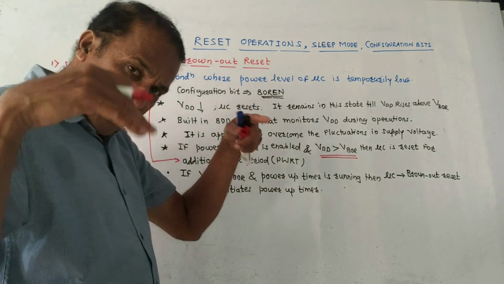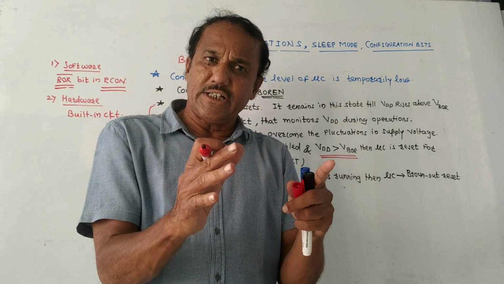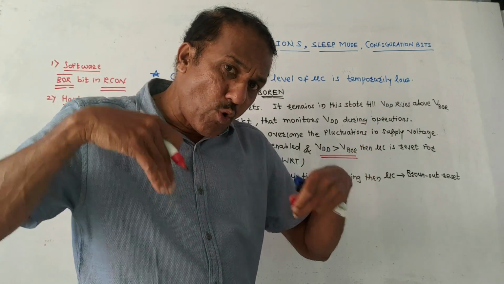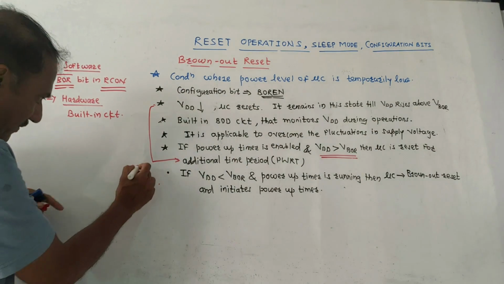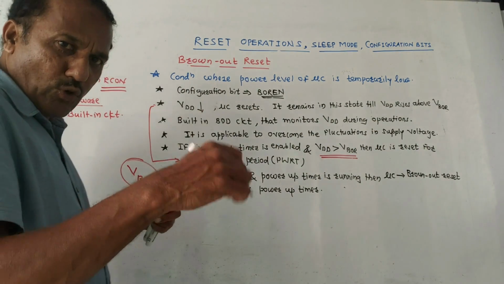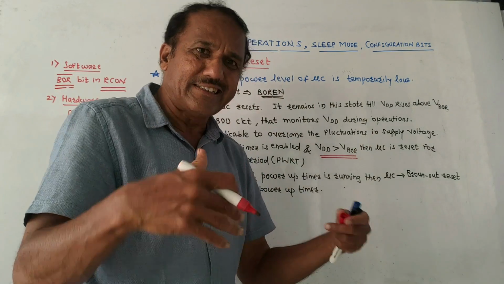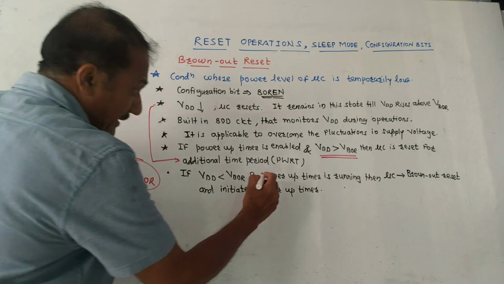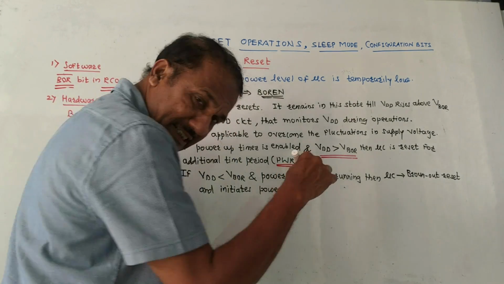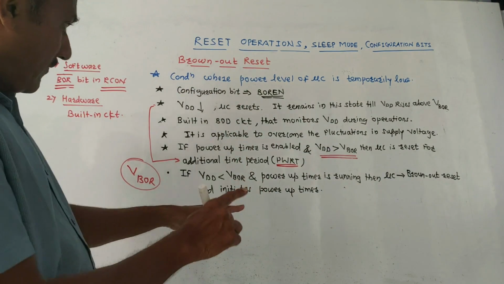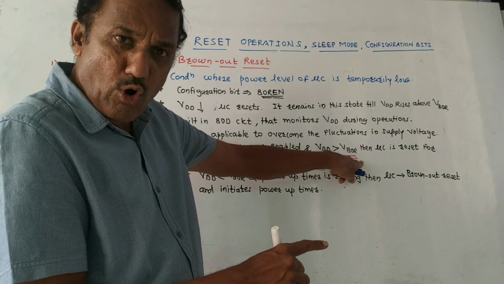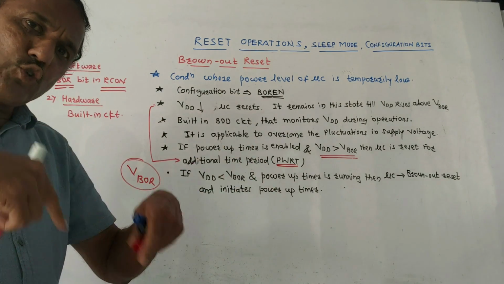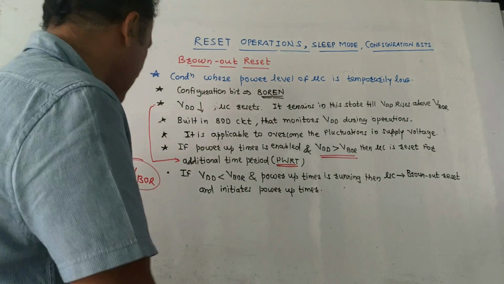additional time period. Actually, according to the resetting condition of this brownout, if VDD becomes more than VBOR, more than this value VBOR, then microcontroller should start its normal operation. But if power up timer is enabled, then according to PWRT reset condition, even if VDD becomes greater than BOR, then microcontroller has to wait for some additional time period.